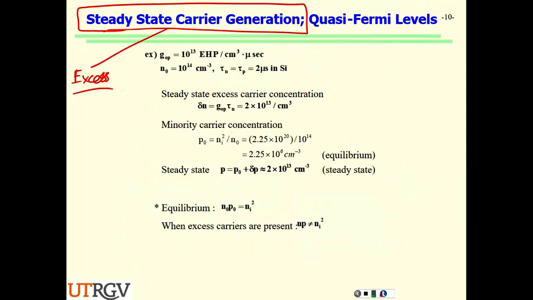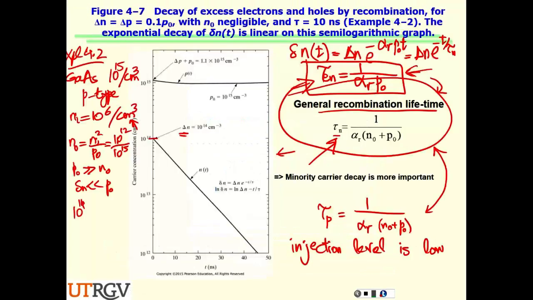Now here's an example for a question. If you have optical generation happening where we have 10 raised to the power 13 electron hole pairs per centimeter cube per microsecond, and your steady state electron concentration is 10 raised to the power 14, this is given for silicon. Going back to that relationship, for 10 raised to the power 14, we can find out how much is the carrier concentration.